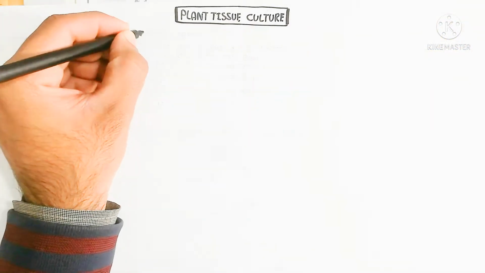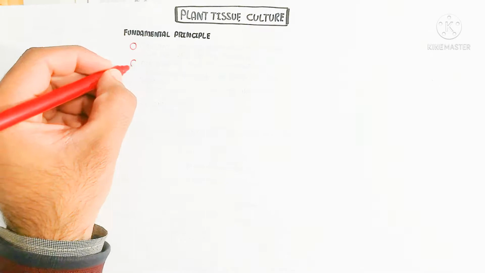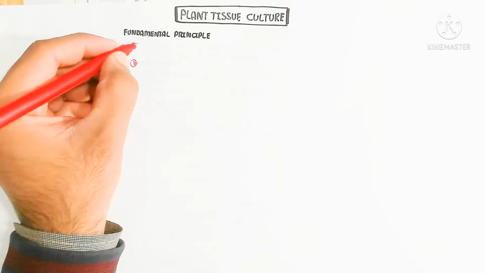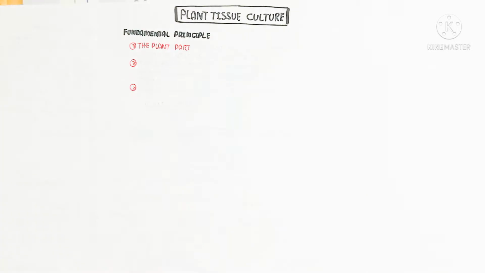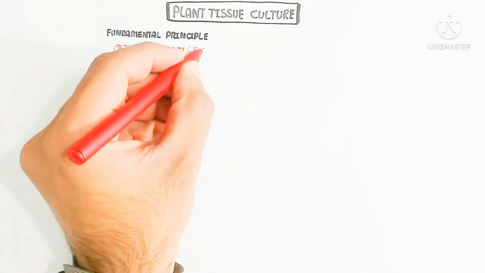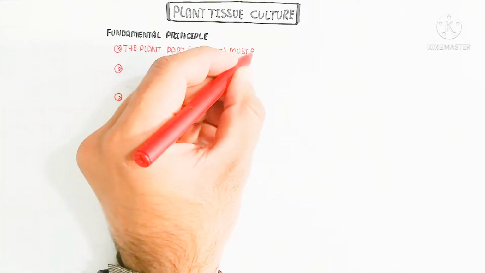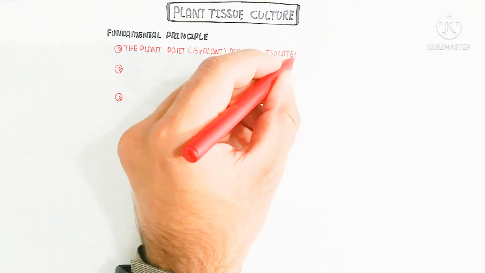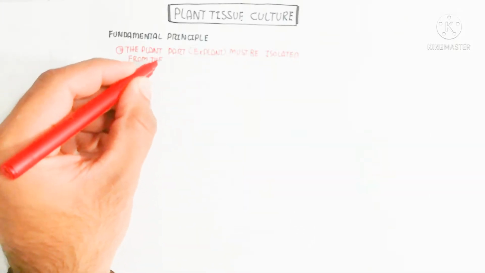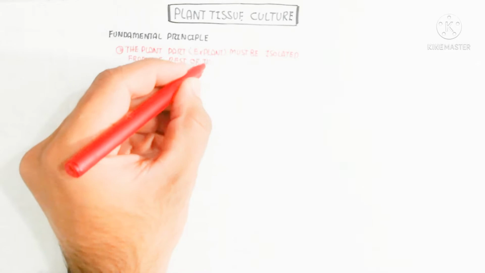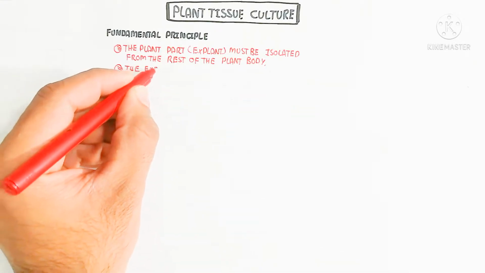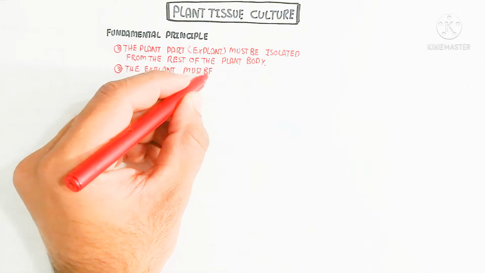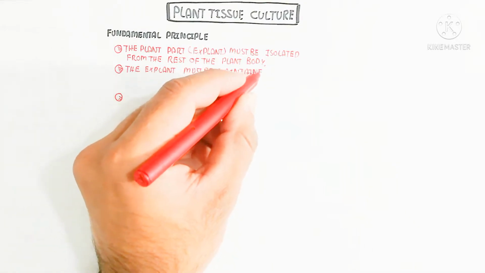Hello, in this video we will discuss plant tissue culture. First of all, we will discuss the fundamental principle, and then the whole detail about plant tissue culture. The plant part or explant must be isolated from the rest of the plant body, and when we separate it, the explant must be maintained in a controlled, preferably defined nutrient medium.